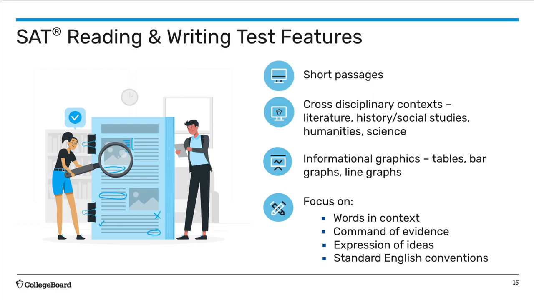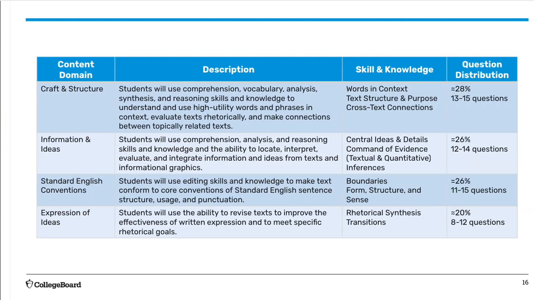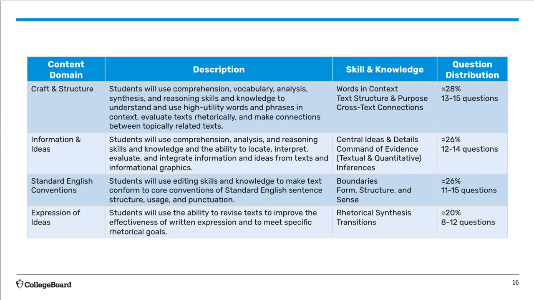This is a breakdown of all the content domains found in the reading and writing section, a description of each of those domains, and also the skills and types of knowledge that students should have to be successful in each section. There is a question distribution. It's pretty evenly spread throughout, but students can expect about 20 to 25% or more coverage in each of these domains.